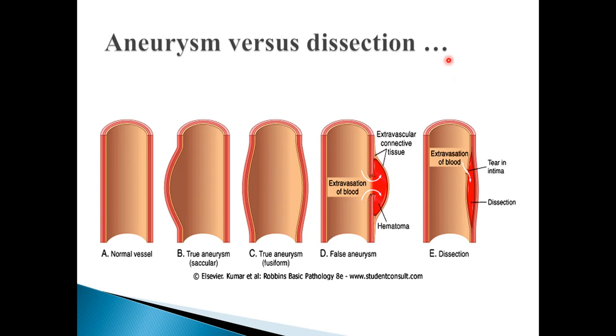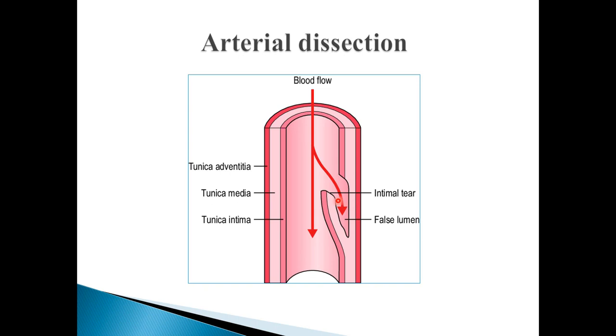Now, a different term that we are going to discuss now is dissection. So what is the difference between an aneurysm and a dissection? In dissection we have extravasation of blood through a tear in the intima. So because of the presence of this intimal tear, the blood flow inside the artery that is involved by dissection will go into the true lumen plus inside the false lumen, which is caused by the injury or the dissection. And this false lumen is within the layers of the media of the artery.